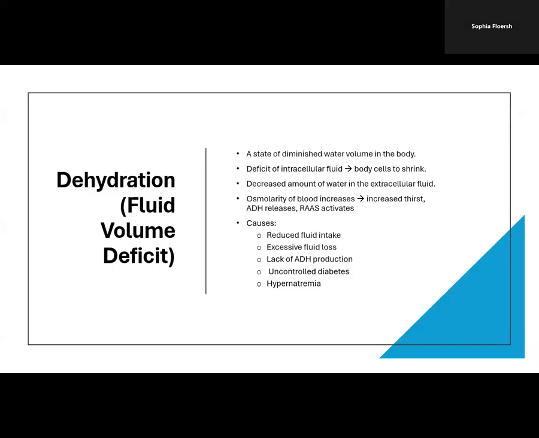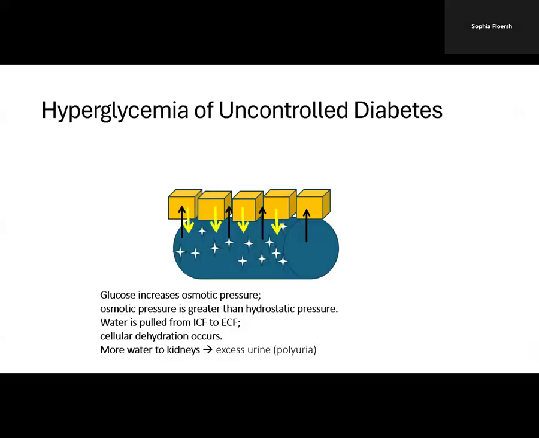Some of the causes can be things like reduced fluid intake, excessive fluid loss, lack of ADH production, uncontrolled diabetes, and hypernatremia. On the next two slides, I'm going to talk about uncontrolled diabetes as well as hypernatremia. Hypernatremia we're going to go into more detail later. I just want to talk about it so you get a small understanding of it before we go in. So, hyperglycemia of uncontrolled diabetes.